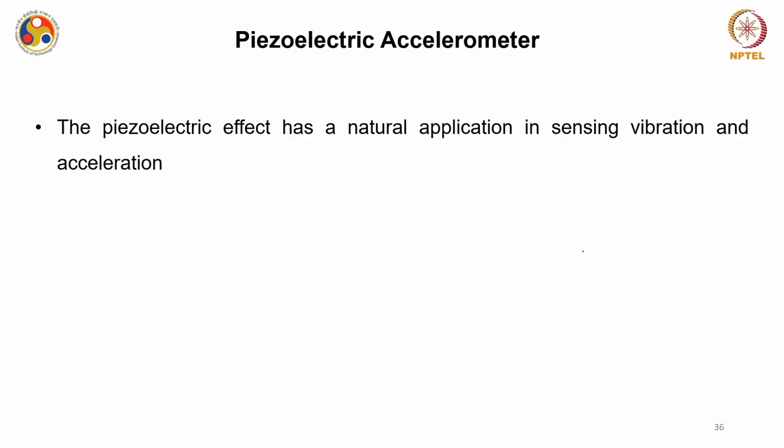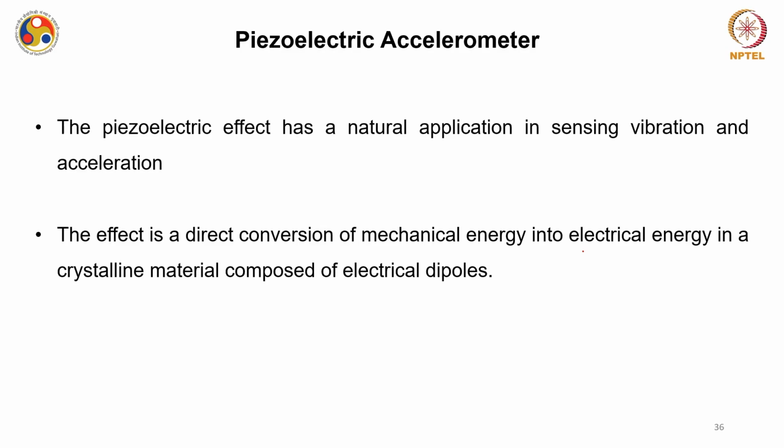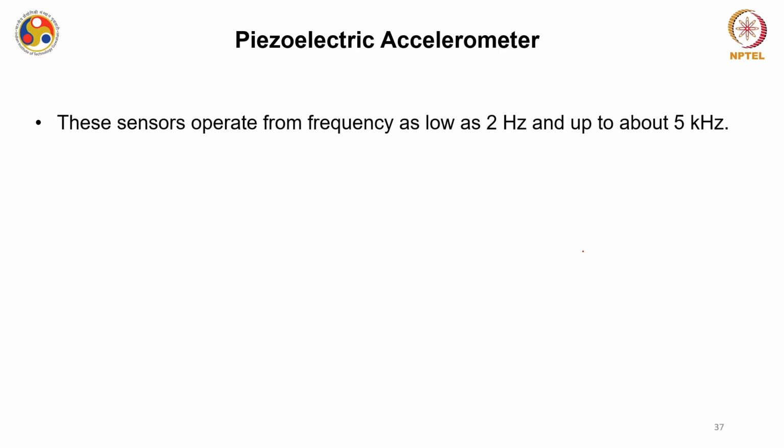Therefore, we have another kind of accelerometer in the picture, which is the piezoelectric accelerometer. Please do not get confused between piezoelectric and piezoresistive. We have talked about the differences between piezoresistive and piezoelectric in more detail in our initial modules. The piezoelectric effect has a natural application in sensing vibration and acceleration. The effect is a direct conversion of mechanical energy into electrical energy in a crystalline material which is composed of electrical dipoles. This we have already seen in detail when we talked about piezoelectric sensors.